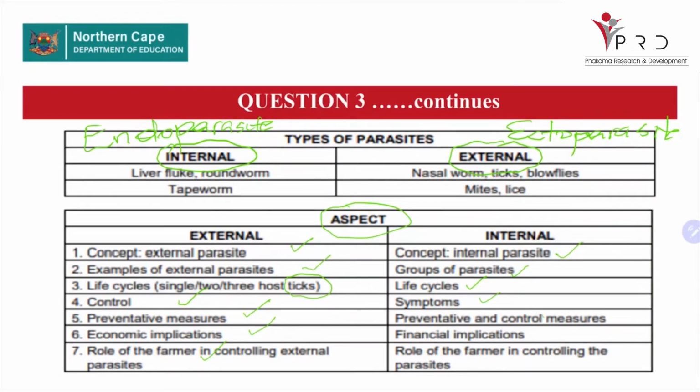Preventative and control measures, remember I said they are different. Financial implications, which is the same as the economic implications that they cause. The role of the farmer in controlling the parasites. Don't be confused. The examiner may ask you about the role of a farmer. And previously we talked about the role of the state. It is also important: what governments must do and what farmers must do.